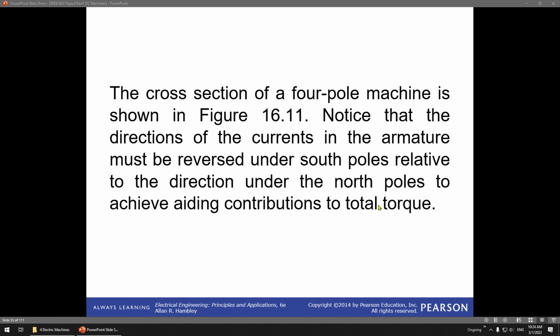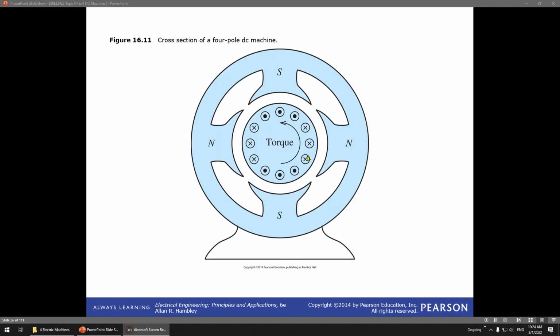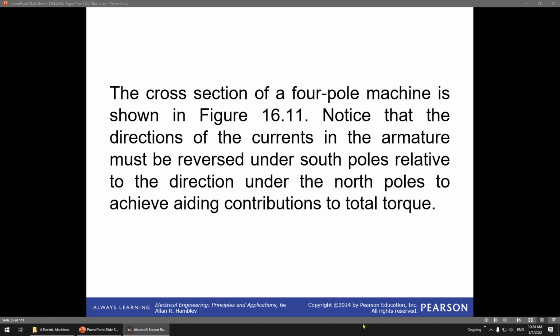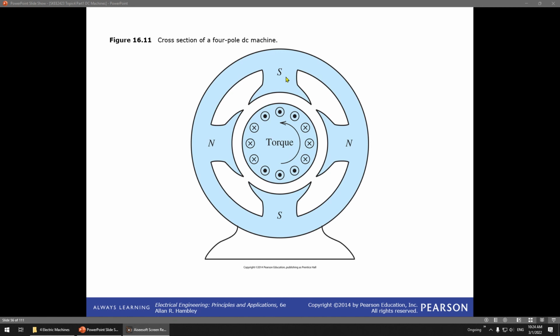Another thing you need to know is the term pole. This is the cross section of the 4-pole machine shown in figure 16.11. You can see here you have 4 poles: 1, 2, 3, 4. So it is a 4-pole, or 2-pole-pair, machine. Make sure you know the difference: 4 poles is equal to 2 pole pairs. So 1 pole pair, 2 pole pairs.